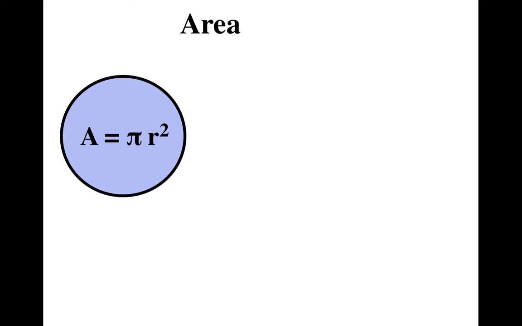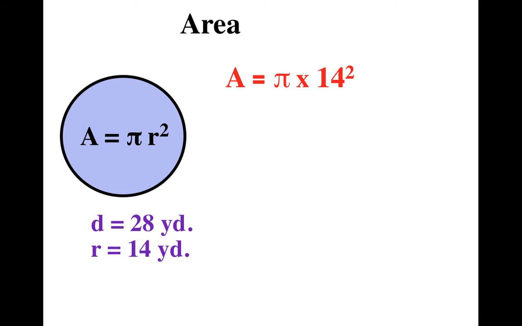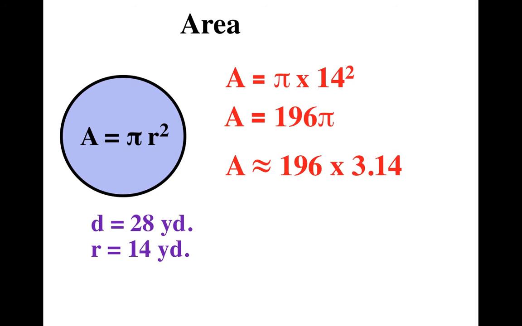All right, here you go. This one's yours. The diameter is 28 yards. Did you realize that meant the radius was 14? 14 times 14, 196. Everybody knows that. And you multiply 196 times 3.14, and boy, if you know your multiplication facts of pi, this is going to go so much faster than if you don't. And you get your answer, 615.44 yards squared.